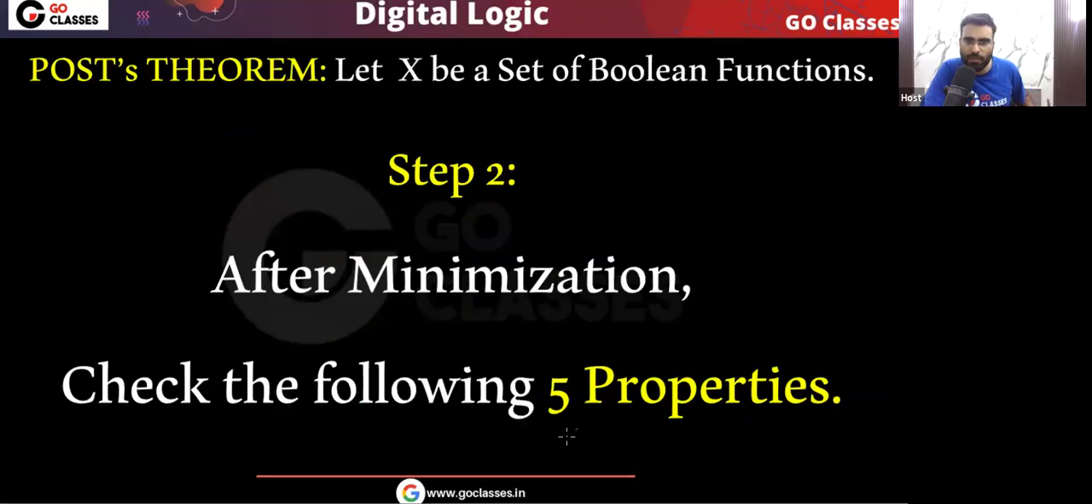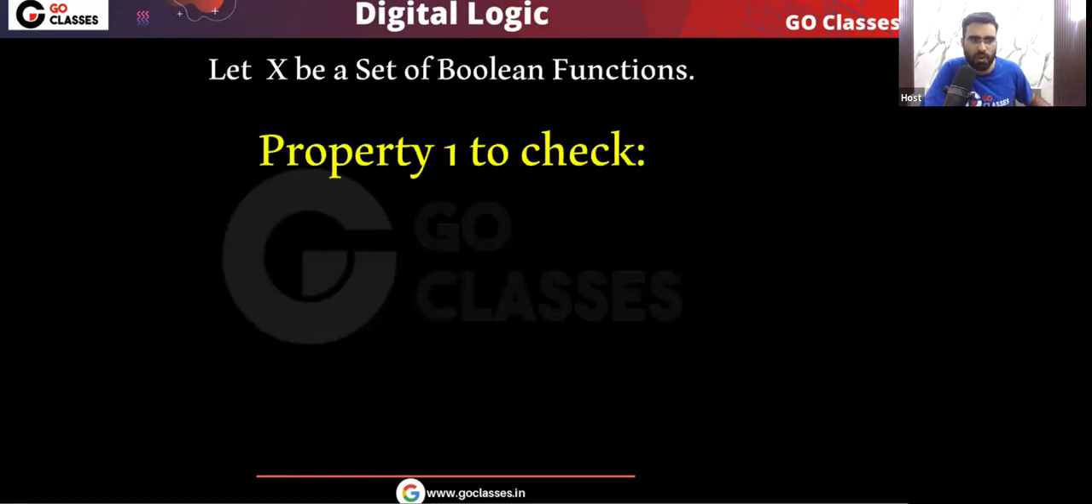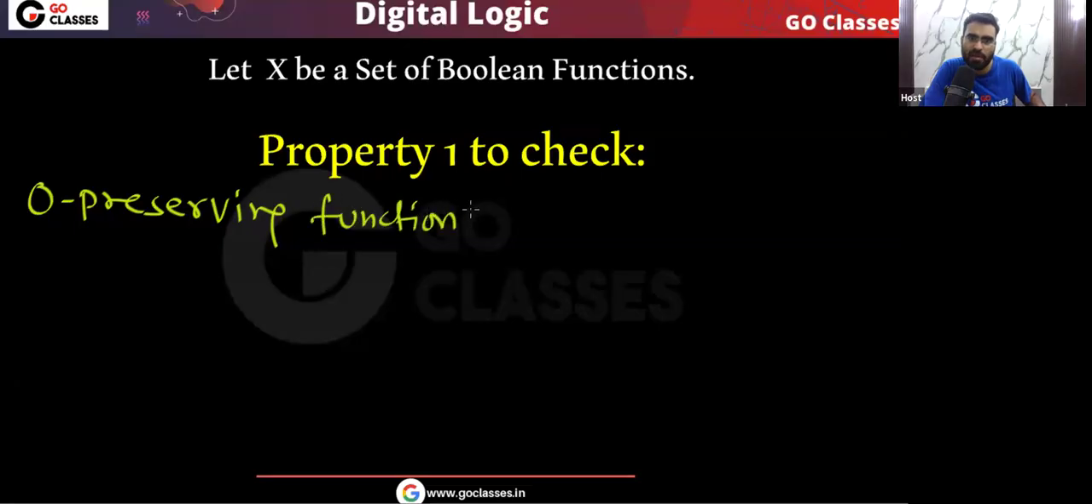And these are simple properties. Five properties you need to check. So check the following 5 properties. Now let's see what these 5 properties are. Let me tell you the first property to check, that is zero preservation. Zero preserving function. This is our first property. Property one to check is the zero preserving function.